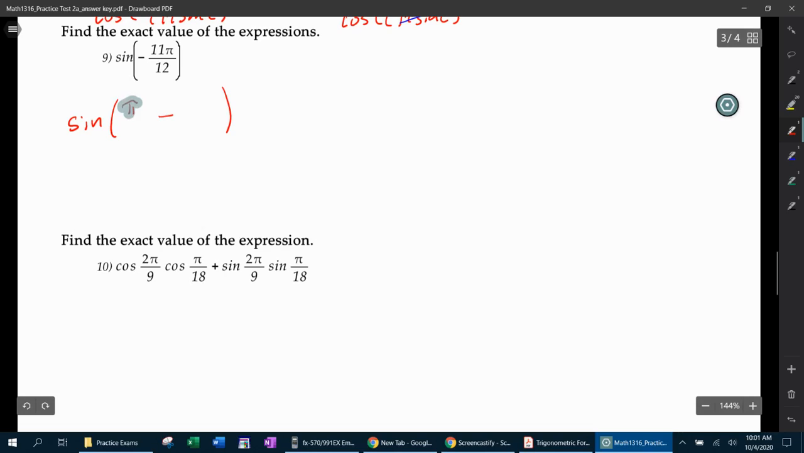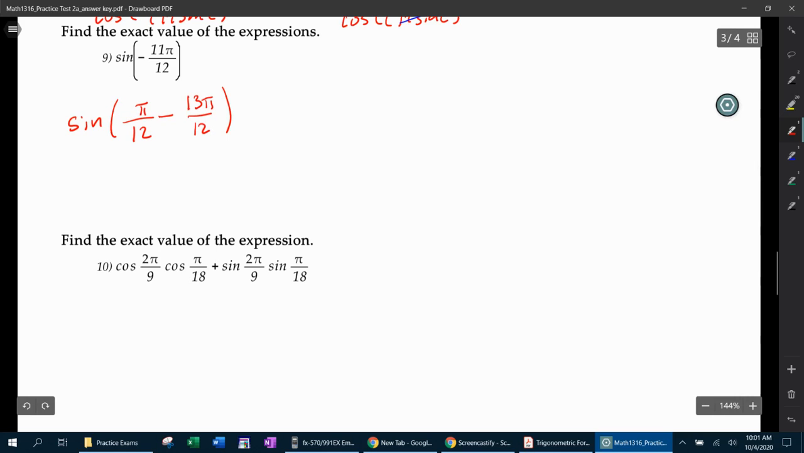But let's start with 2 pi over 12. And if you're wondering what's going on, this is how you work this. You just guess. 2 pi over 12 would reduce to pi over 6. That's a unit circle angle. And then what would I subtract from that to get negative 11 pi over 12? Would it be 13 pi over 12? That would give me negative 11 pi over 12, but 13/12 is not in the unit circle.